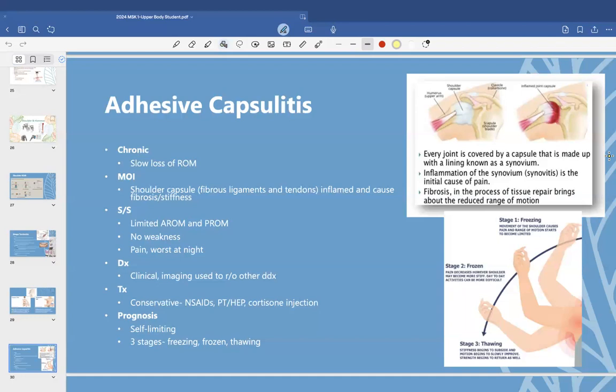Treat this very conservatively. NSAIDs, PT, or a home exercise program, maybe a cortisone injection. You know, it says self-limiting, but this could be a year self-limiting. So there are these three stages: freezing, frozen, and thawing. So this could last for a couple of months, a couple of years.